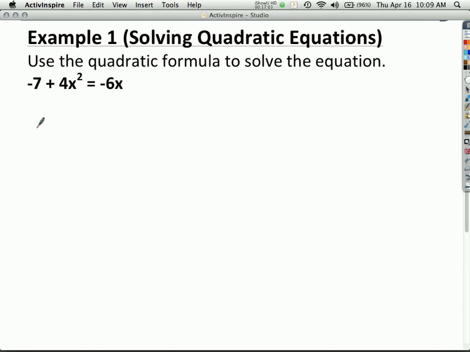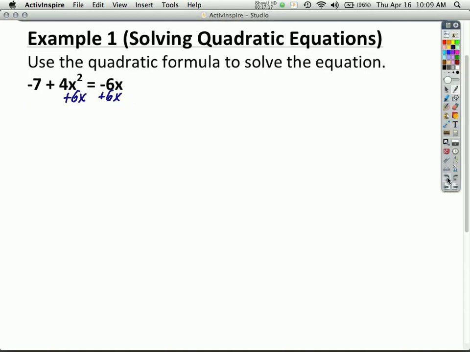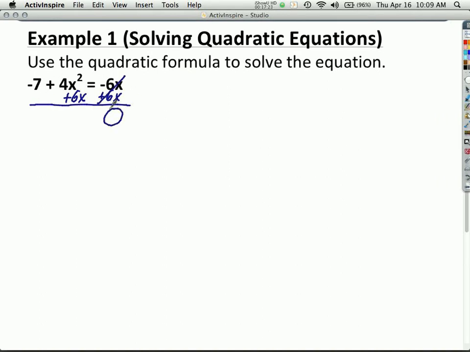So how do we accomplish that? That should be something you're so good at. Diane? Add 6x. Beautiful. We add 6x to both sides. No big deal at this point. This will disappear and we get our 0. And now we need to put this in the right order. 4x squared plus 6x minus 7 equals 0.